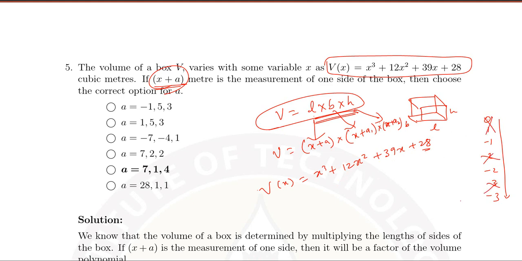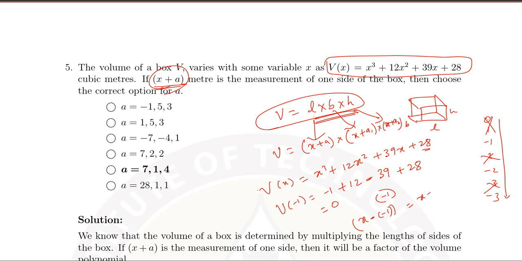Now if I substitute minus 1 here, V of minus 1 will give me what? Minus 1 cubed, plus 12, minus 39, plus 28. So when I solve this, minus 39 minus 1 will make it minus 40, and 28 plus 12 is nothing but plus 40, which will give me 0. So that means minus 1 is one such root. So I can write x minus of minus 1 as one of my factors. In other words, x plus 1 is one of the factors.